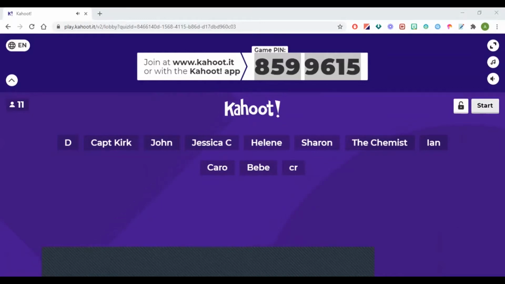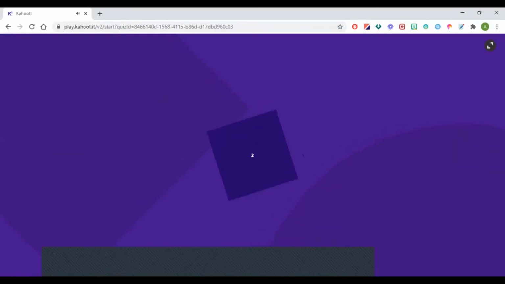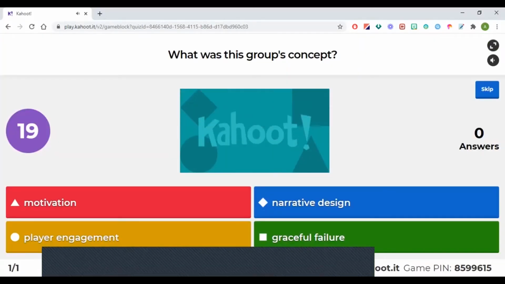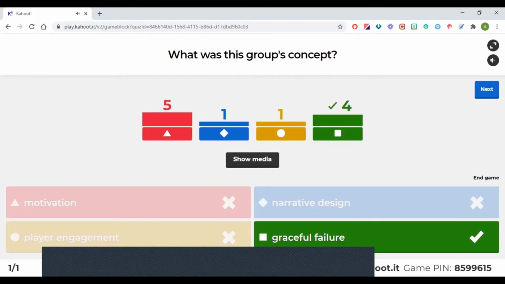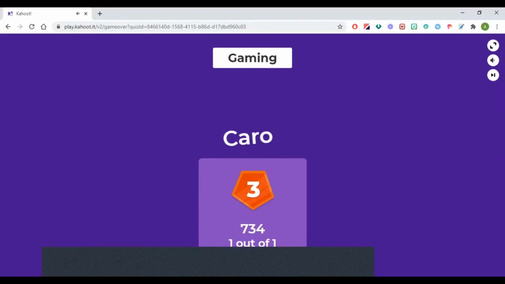So you can see the question on Zoom, and then you can use your device to guess. So what was this group's concept? All right, so 4 people got it right. So the big reveal.